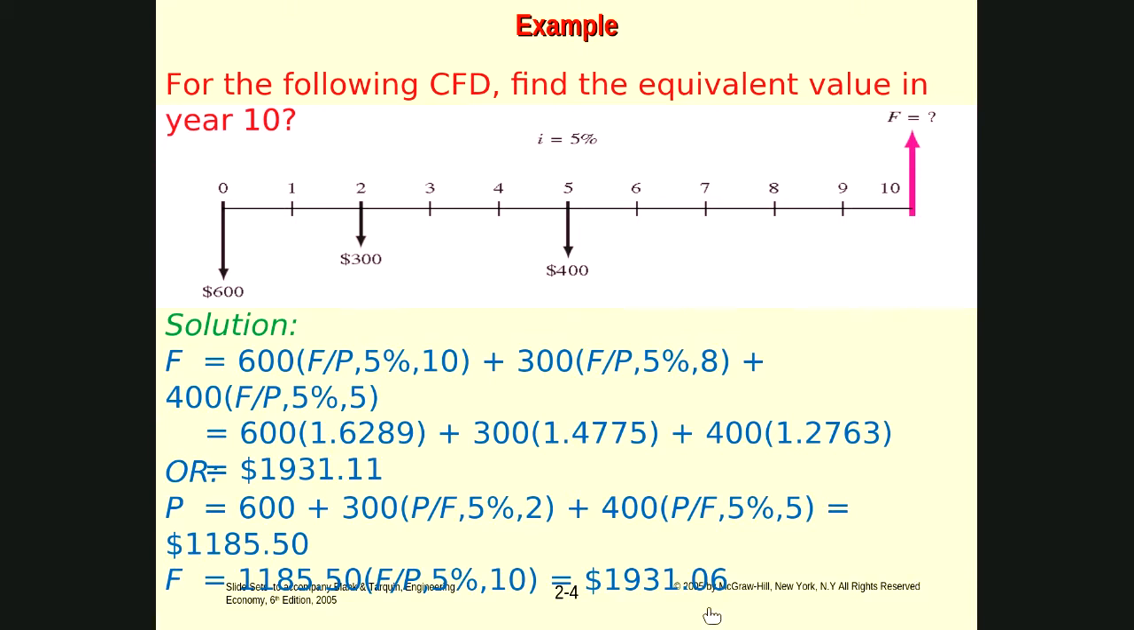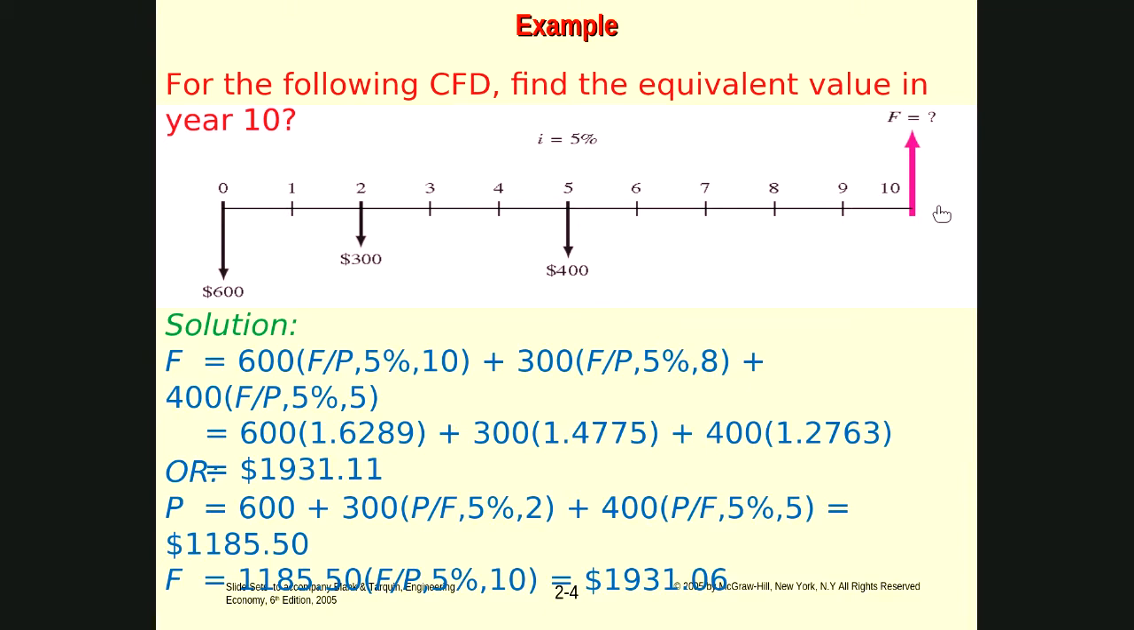So 600 is an outflow, and 300 is also an outflow, but in year 2, and the 400 is an outflow at year 5. Then the interest rate is given as 5%, and there is an inflow arrow at year 10 with the symbol F equals a question mark, which means he wants you to find how those three cash values are equivalent at year 10.